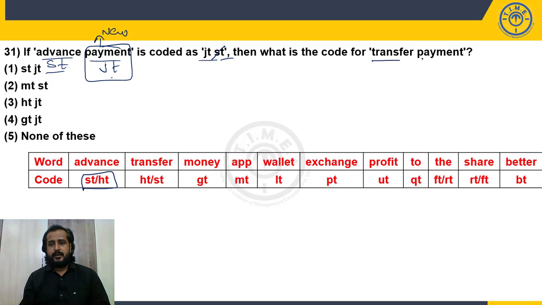Then what is the code for transfer payment? So when advance is ST, transfer will definitely be HT. So transfer is HT. Now what about the payment? New code JT. HT, JT. Choice 3. Clear? Now we're done with the coding decoding also.